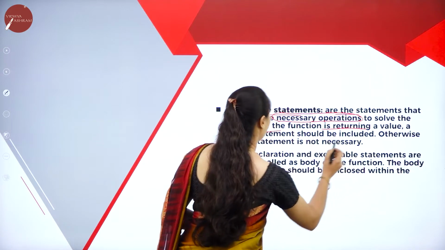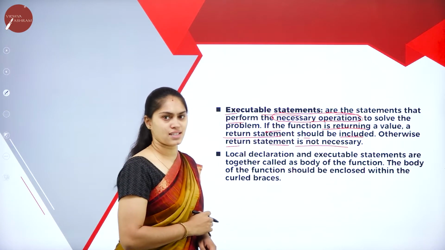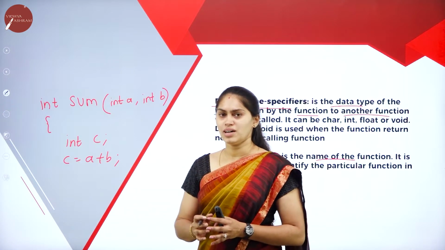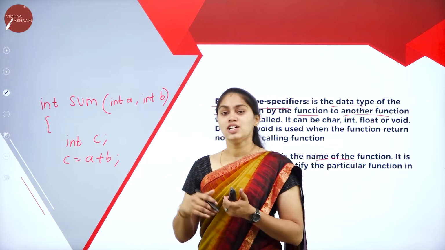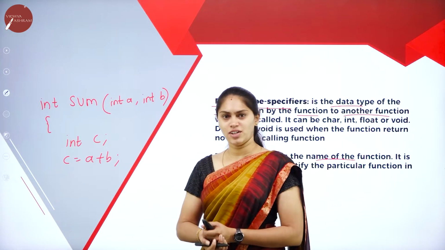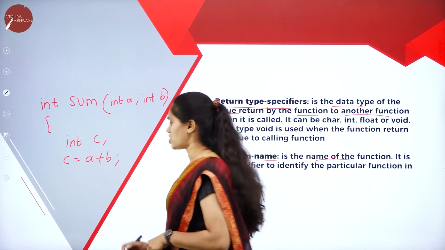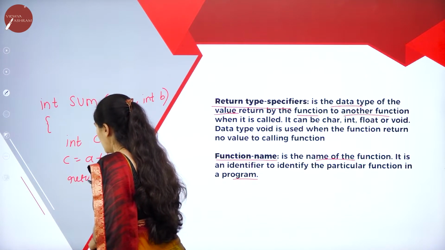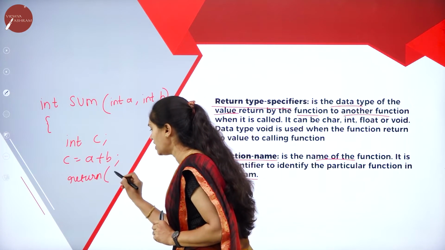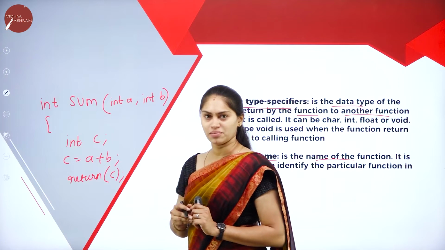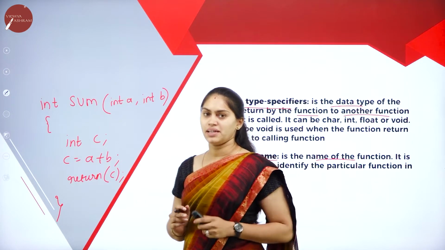And if the function is returning a value, a return statement should be included. Otherwise, a return statement is not necessary. So after doing this addition of two numbers, if it is returning something back to the function, then we have to include a return statement. If the function is not returning anything, then there is no need to use a return statement. Here, I just want to return the addition of two numbers to my main function, so I am going to use a return statement. It will return the value of c, semicolon. And I am going to close the brace that indicates the closing of that particular function.